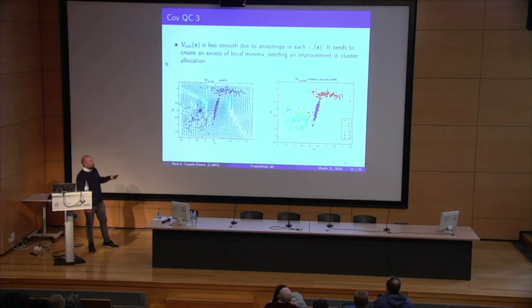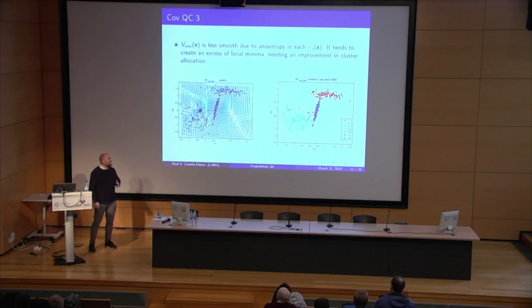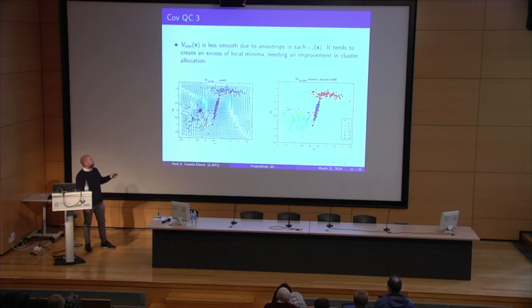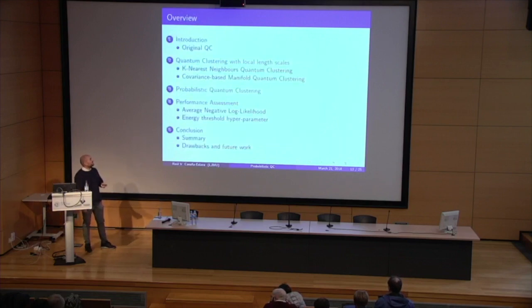So the solution is more or less similar, but some local clusters appear here that shouldn't, so we need some kind of improvement in the cluster allocation. That is the next step. That is the probabilistic quantum clustering.